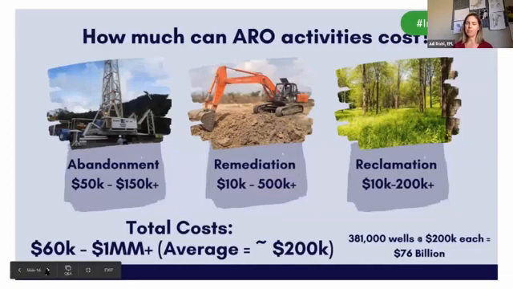I've shown you the ranges. A good average for the province is somewhere around $200,000. Now, keep in mind, there's not very good transparency on these numbers, and that number, like we said, could range from 60,000 to millions. But if we take an average of 200,000 and spread that across the wells that need abandonment all the way through reclamation, that gets us $76 billion.